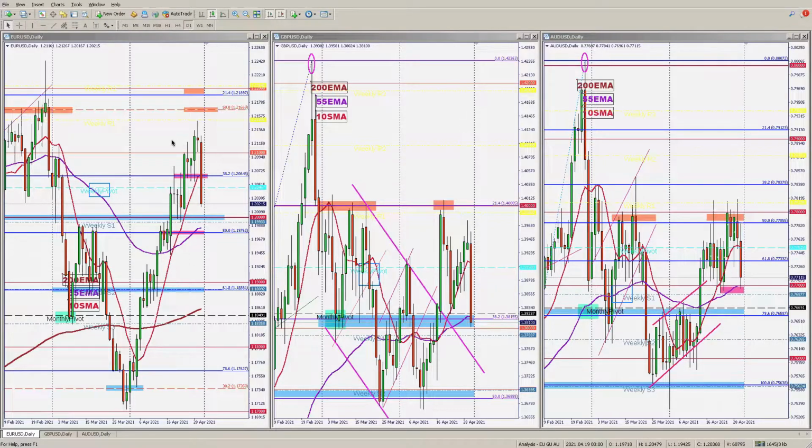And this is the weekly technical analysis for the Euro, the cable, and the Aussie dollar for the first week of May. And across all these three major pairs, there was a significant pullback on the Friday, end of the week, and the end of the month. Let's begin with the Euro.